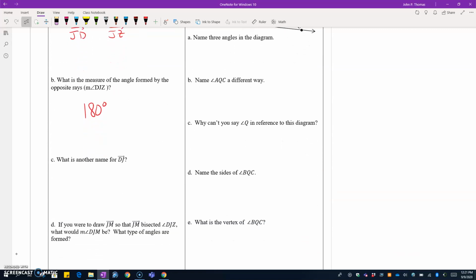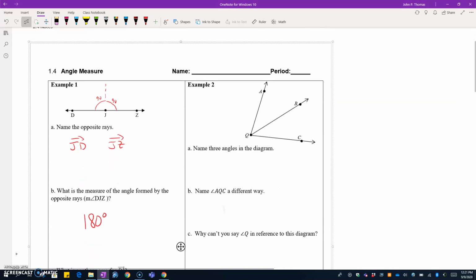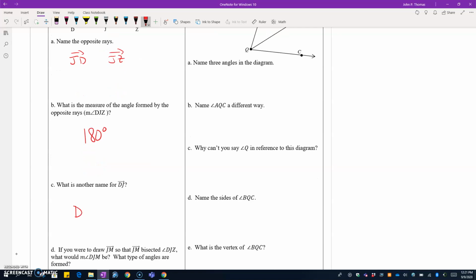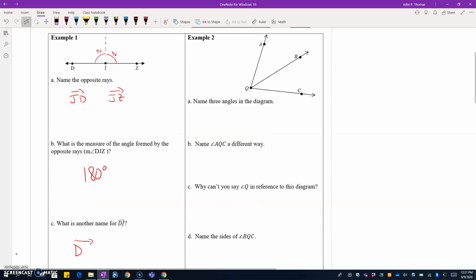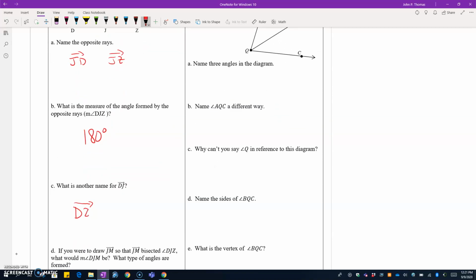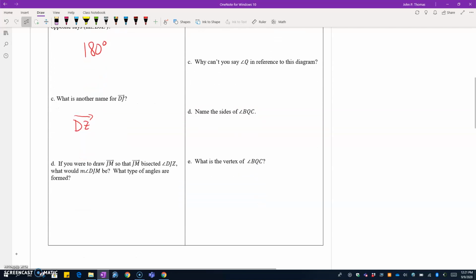If I go to part C, what is another name for DJ? So if I look up here, we have D and J, D being the endpoint. So we need to keep D, because it's our endpoint. And we need to pick another point that's out on the ray in the direction it's pointing, which would be Z. So DZ.